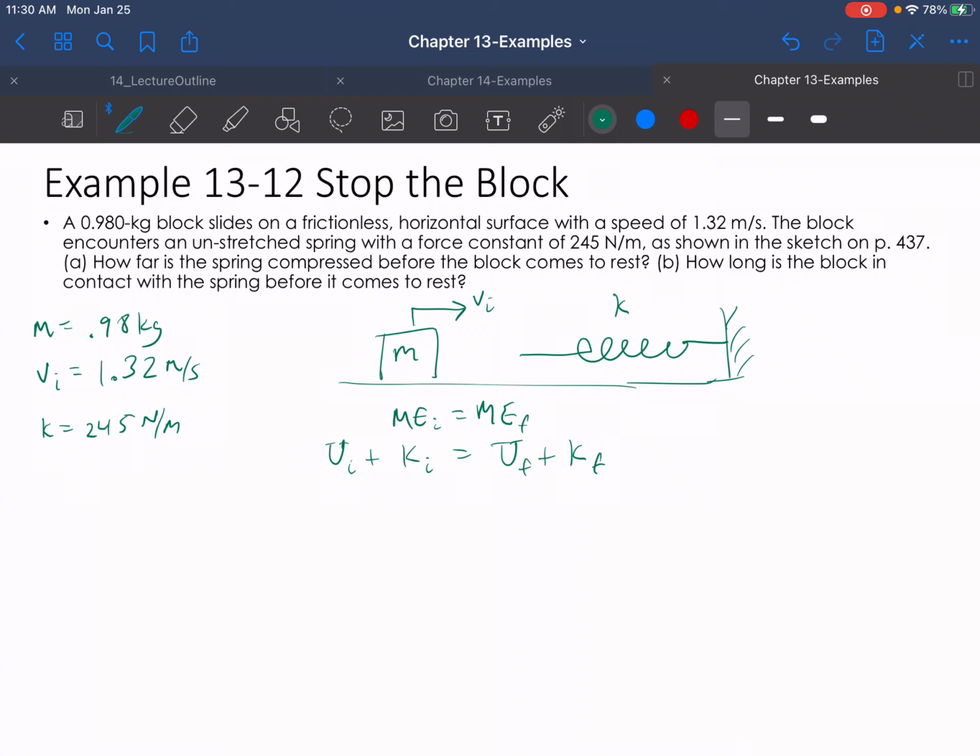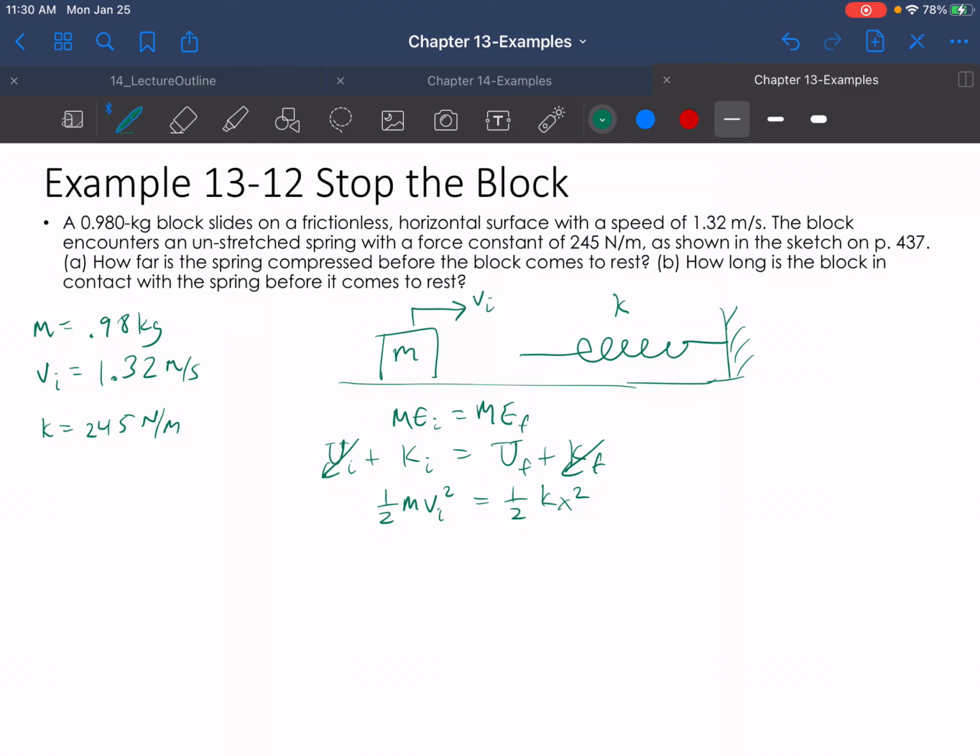Now if we look at this initially, before the spring is compressed at all, there is zero potential energy. After it's fully compressed, the block has come to rest, nothing is moving, and there's no kinetic energy at the end. So essentially what we have is purely the block's kinetic energy, and it has to equal the potential energy of the compressed spring, 1/2 kx squared. That's what we're going to look for here.